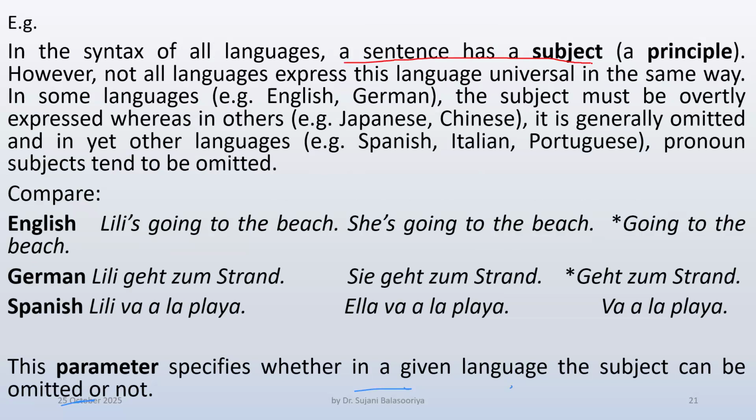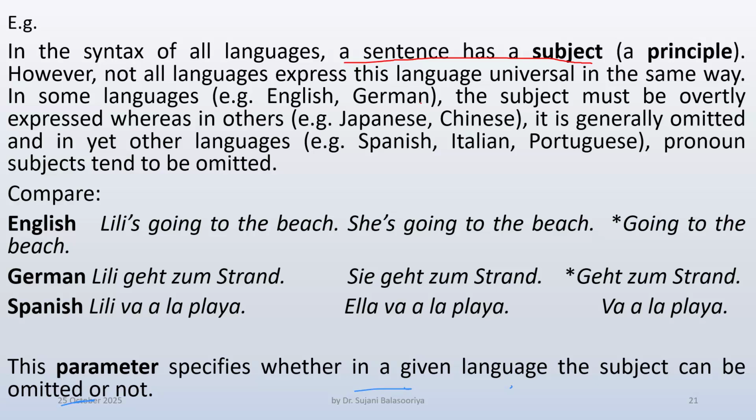However, not all languages express this language universal in the same way. Although every language is supposed to have a subject in its sentences, in some languages we do not find the subject in the sentences. In some languages like English and German, the subject must be overtly expressed, whereas in others like Japanese and Chinese, it is generally omitted. And in yet other languages like Spanish, Italian, and Portuguese, pronoun subjects tend to be omitted. Now, can you see? There are three different ways in which the subject of a sentence is used.